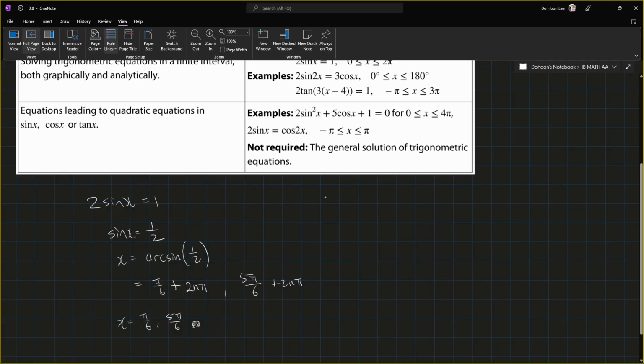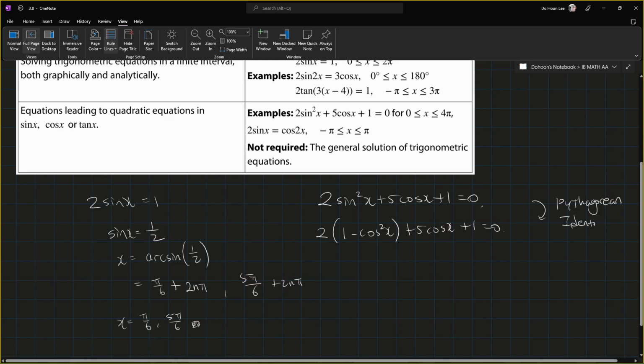Okay, so let's do that. I'll first start by writing the same equation, and we'll substitute 1 minus cos squared x. Let's quickly just write it down, Pythagorean. And that. Right, and simplify, this will be negative 2 cos squared x plus 5 cos x plus 3 equals 0.